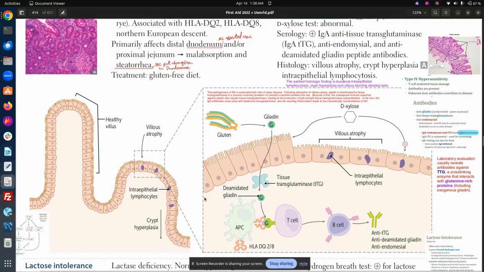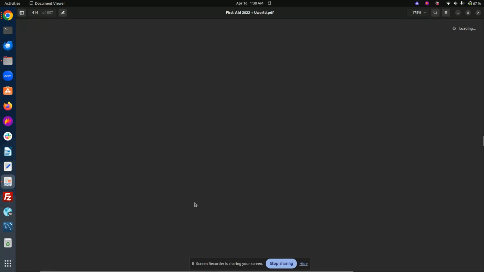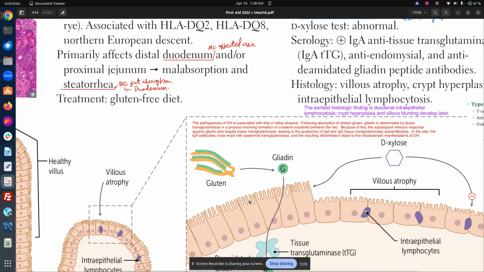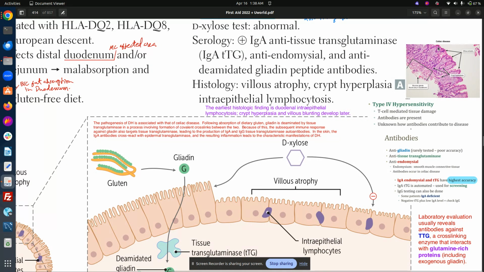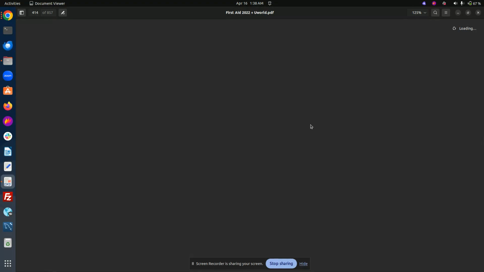Here they are showing the crypt hyperplasia. The diagram on the right side is very clear. Let me show you that one. I hope you can see on the right side. They are showing this villus atrophy. These are the crypts. Look at the arrow, crypt hyperplasia. A lot of crypts, and then these intraepithelial cells. So this is the histology finding of gluten sensitive enteropathy.